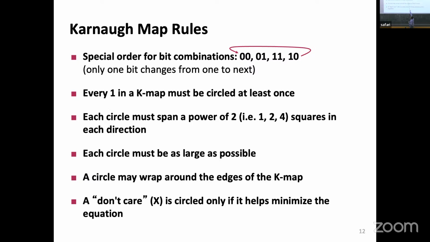Everyone in this map needs to be circled at least once. Each circle must span a power of 2, 1, 2, 4 squares in each direction. Each circle must be as large as possible. A circle may wrap around the edges of the K-map. And a don't care is circled only if it helps.